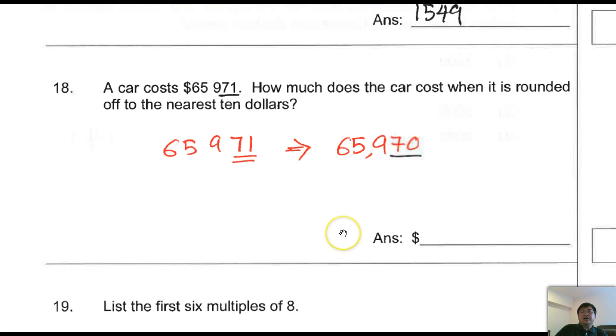Next, the car costs 65971. Okay, how much does the car cost when rounded off to the nearest 10? Nearest 10, we are talking only about 71 here. 71 is nearer to 70 but not to 80. So this is the answer. Right, remember that there's a dollar sign here, 65970.